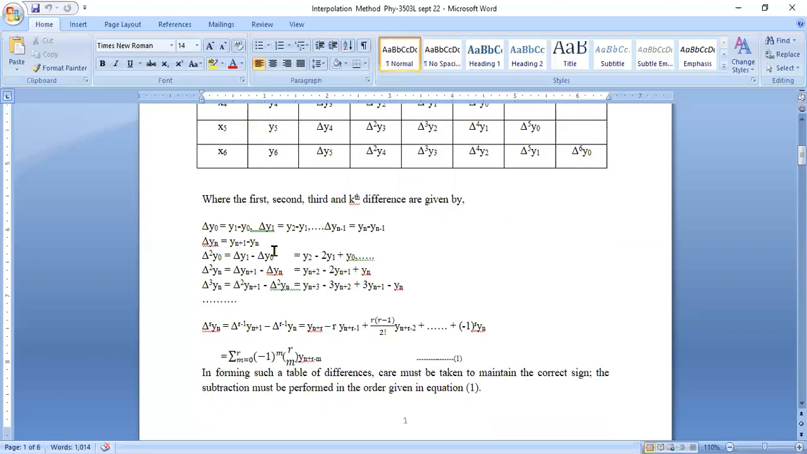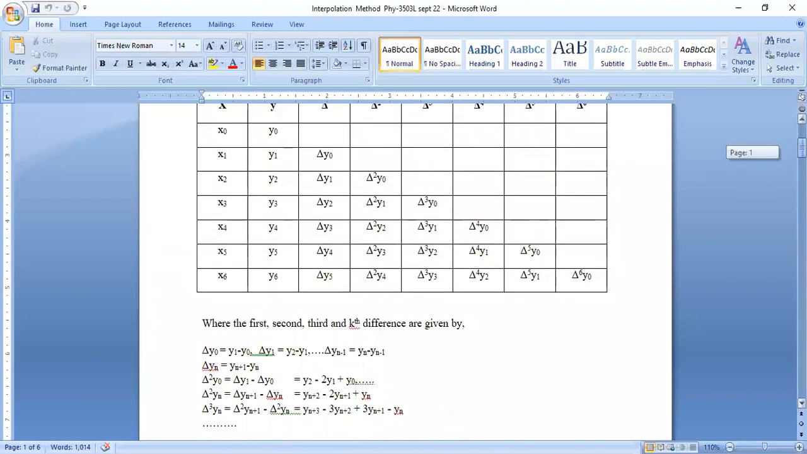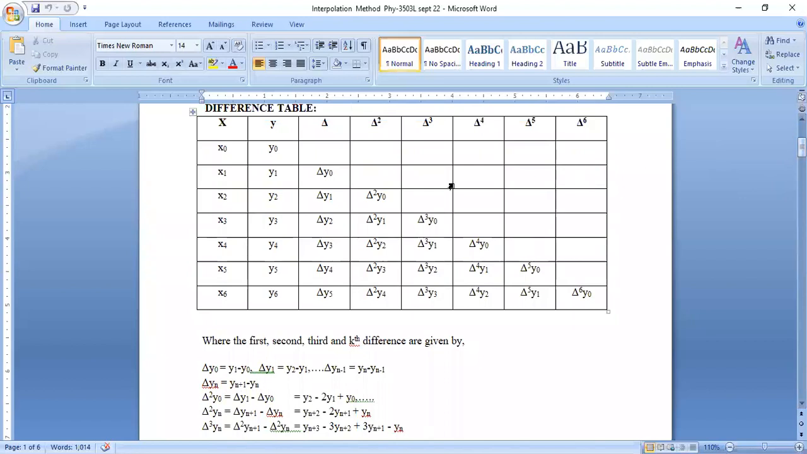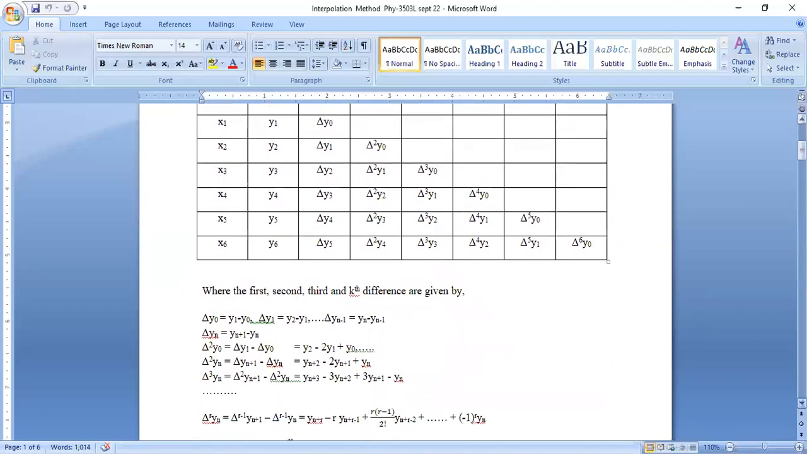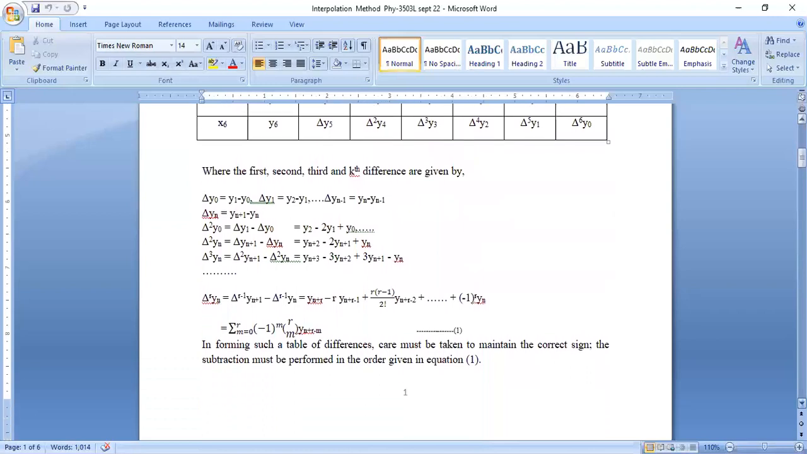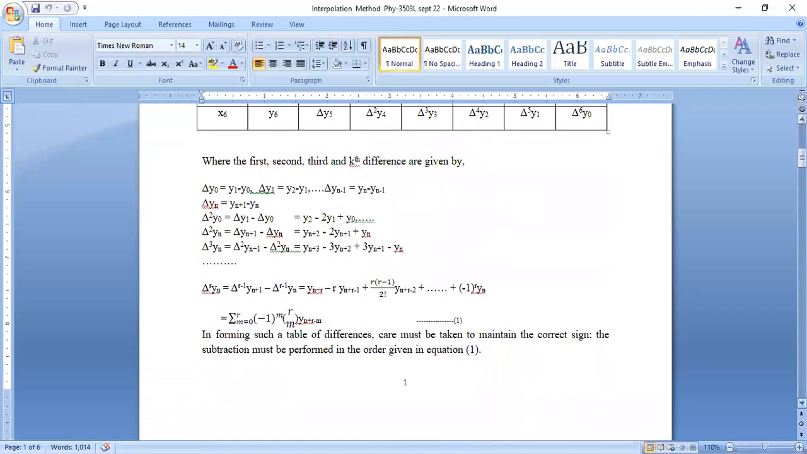As I already explained, whenever you find a first order difference, a second order difference, or a third order difference, you have to take care about the sign, which is very important. That's why I have mentioned here that the sign should be considered when you find the second order difference, third order difference, or a first order difference here.